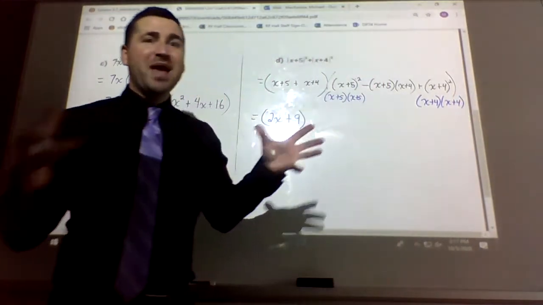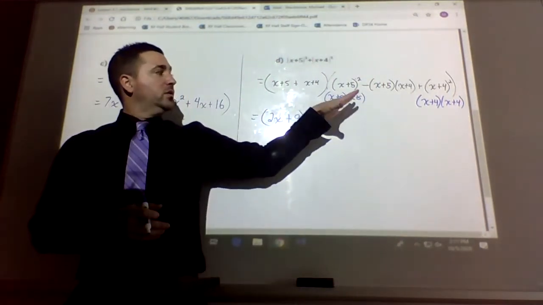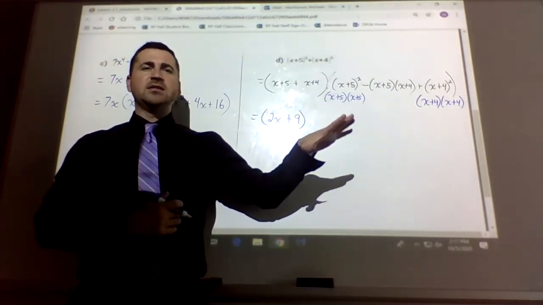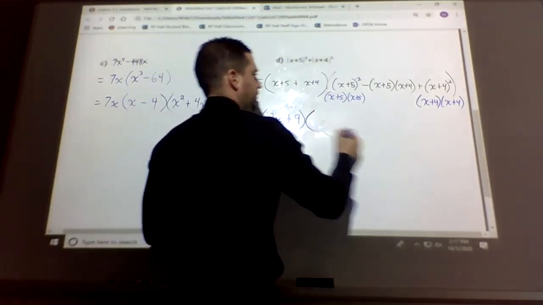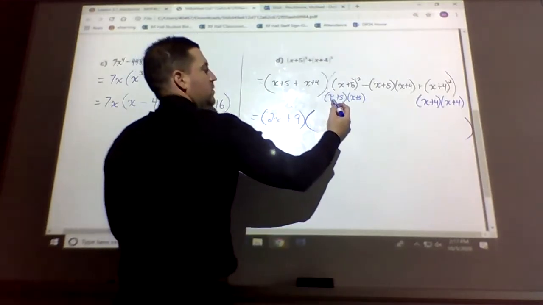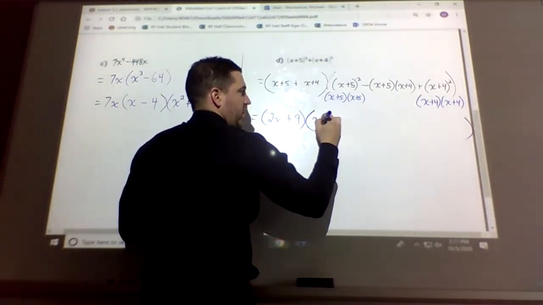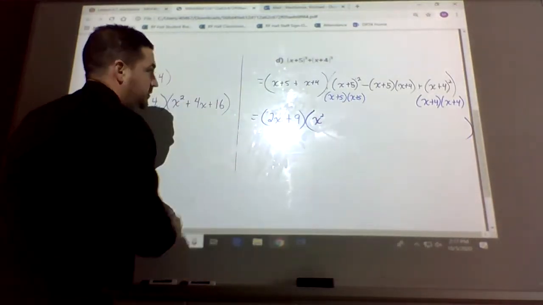Okay, I'm going to expand here and then also simplify in the same step. So x times x is x squared. So we're foiling.